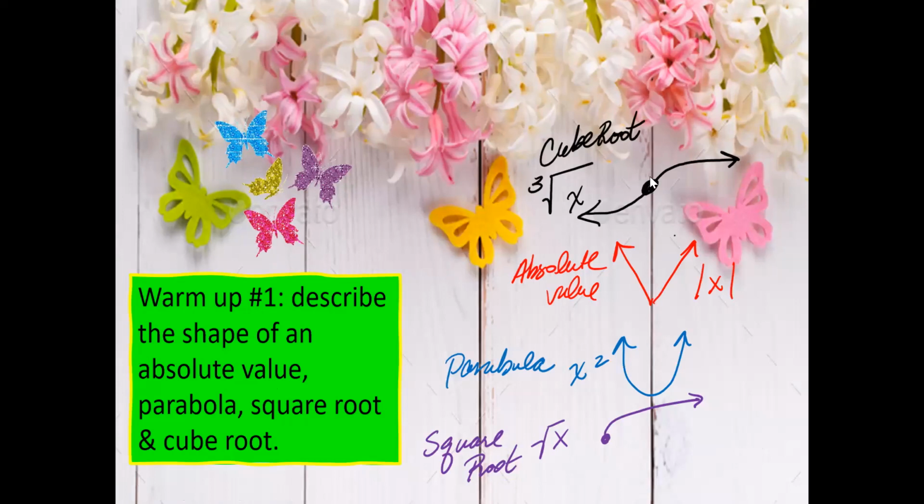Remember, your cube root is this weird little S shape that starts on the bottom, then it curves up. Your absolute value is always going to be the shape of a V. Your parabola is going to be like a smiley face. And then your graph of a square root is kind of like this little squiggly line in purple. So those are the 4 things you should have for question number 1.